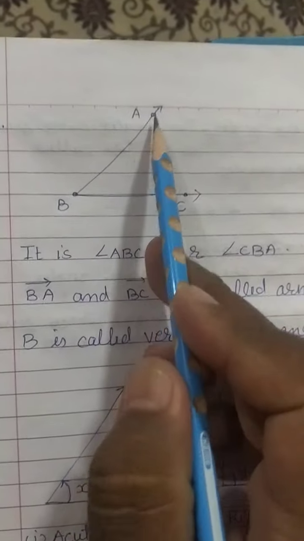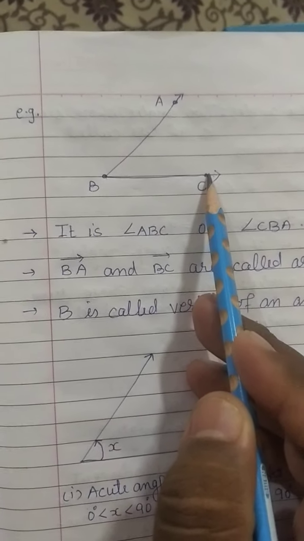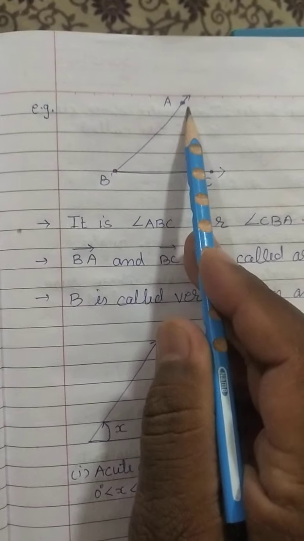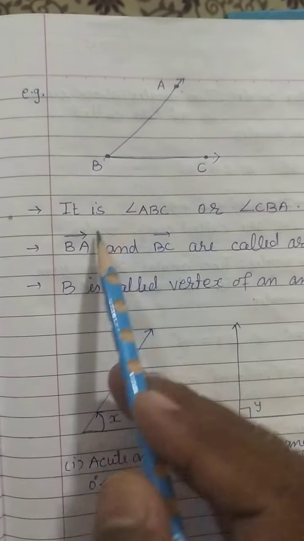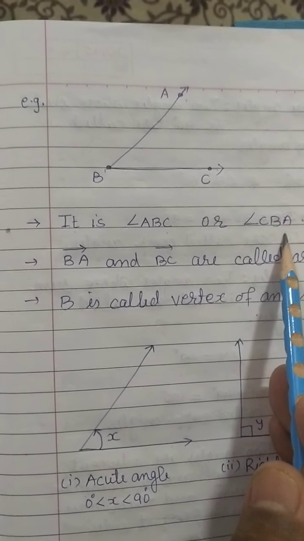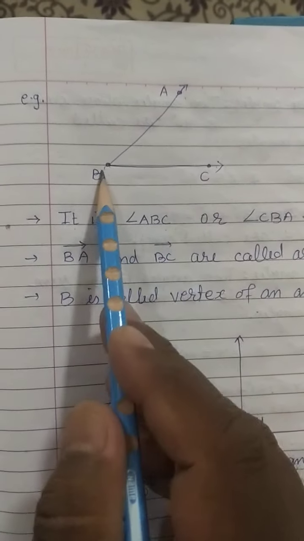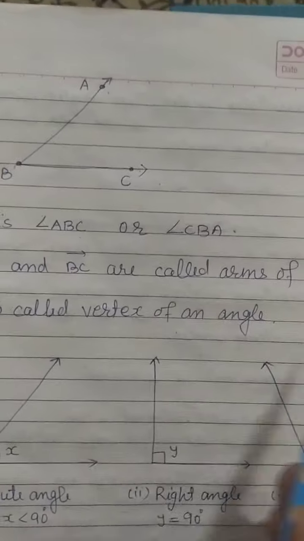For example, it is angle ABC, or you can read it as angle CBA. Right? From both sides it can be read. It is angle ABC or angle CBA. You can either write from this side or from this side. Right? This is the name of the angle.